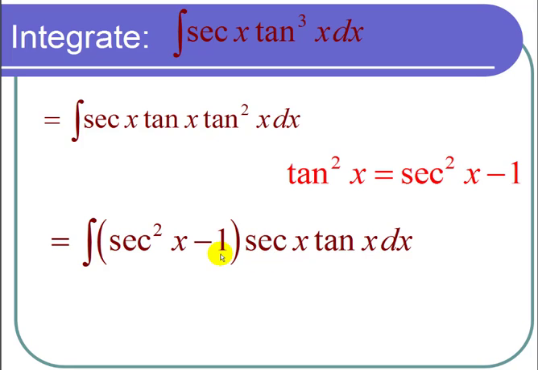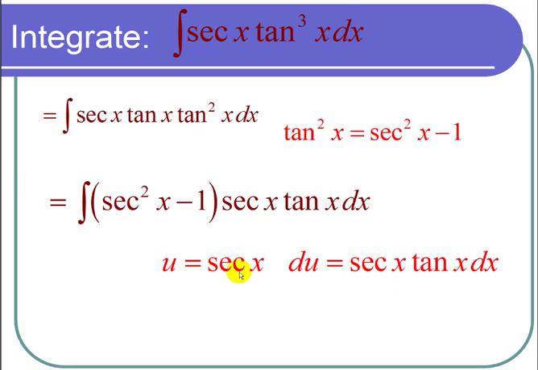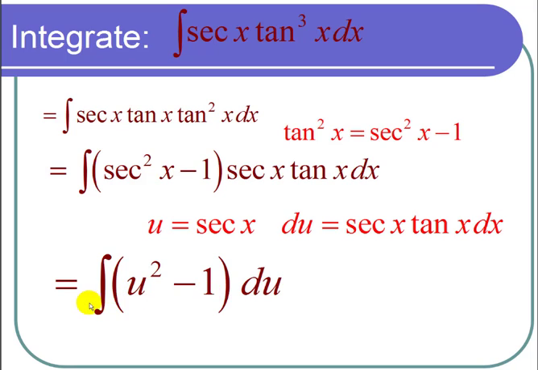So we use that, and the tangent squared of x becomes secant squared of x minus 1, and we're left with the secant of x tangent of x dx. Now I'm ready for my u substitution. We have u equals secant of x, and du equals secant of x tangent of x dx. I substitute it in, and I end up with the integral of u squared minus 1 du.